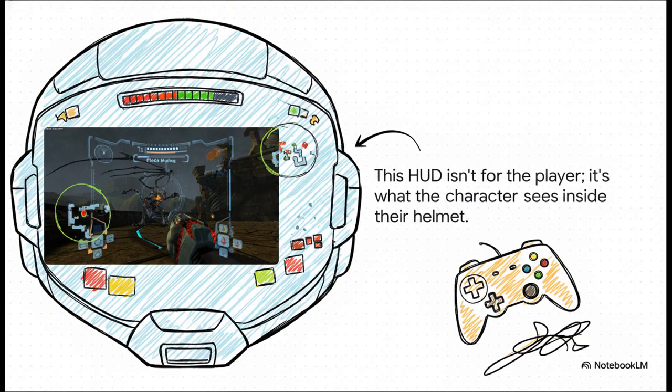And this image right here is the perfect example. Think about a game like Metroid Prime. The health bar, the minimap, your ammo count, it's all displayed on the inside of Samus's helmet visor. It's an interface, sure, but it exists as a physical object in that game's reality.